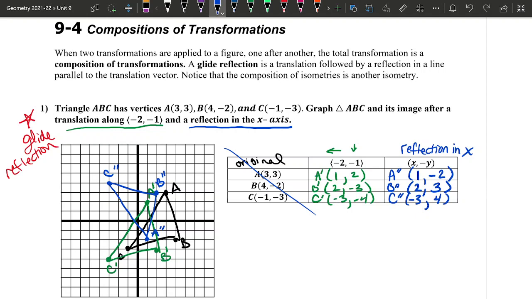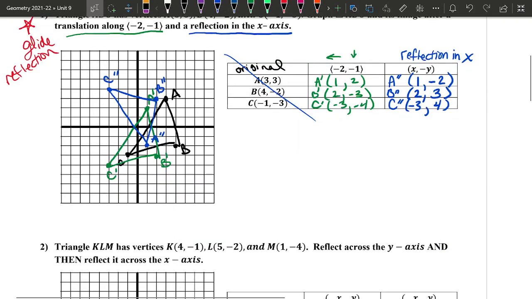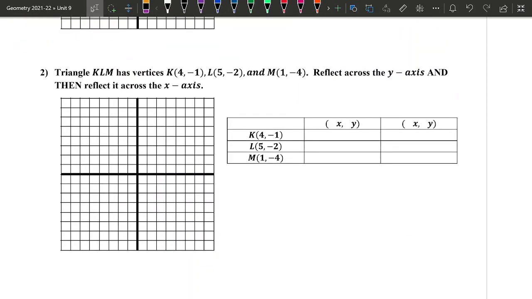I find it very useful to use different colored pens and pencils or whatever to do these so you can follow what you're doing if you're graphing. But that's how you do a composition. You just do one and then do another one in the order that it tells you to do it. So the second example on your page is the third one.